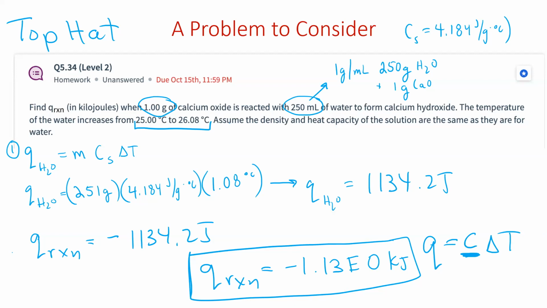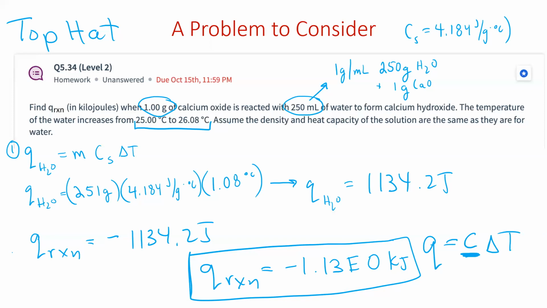You're asking about this right here? Yeah, our reaction will always be the opposite sign of what happens to the calorimeter or the water, because I can't put a thermometer in the calcium oxide and monitor that temperature change. I can monitor the water temperature change, find the energy that the water absorbed, and the reaction should always have the opposite sign of energy.